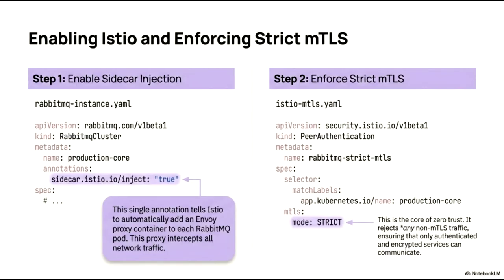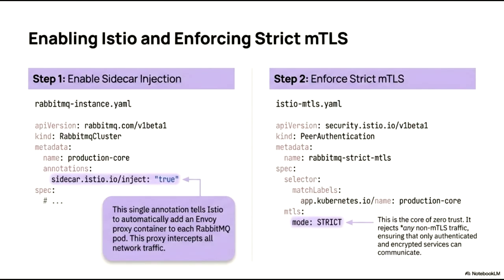By setting sidecar.istio.io/inject to true within the metadata, we instruct Istio to automatically deploy an Envoy proxy container alongside every RabbitMQ pod. This proxy acts as a sidecar, intercepting all incoming and outgoing network traffic to manage and secure communications at the application level. Once the sidecars are deployed, we move to Step 2, enforcing strict mutual TLS.